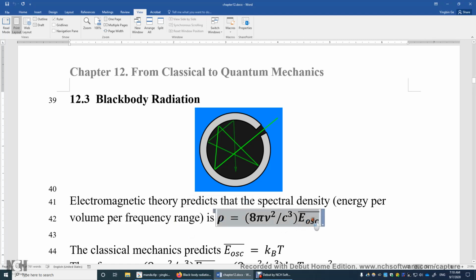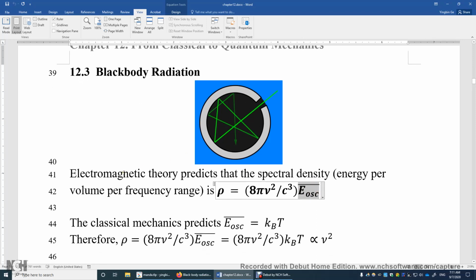Okay, we're not going to prove this. This is from the electromagnetic theory. It's accurate. It's correct. The problem in analyzing the experimental value of this rho, the spectral density, resides in the calculation of this so-called average oscillation energy. So this bar is average. We're talking about the oscillation energy here of the atoms on the surface.